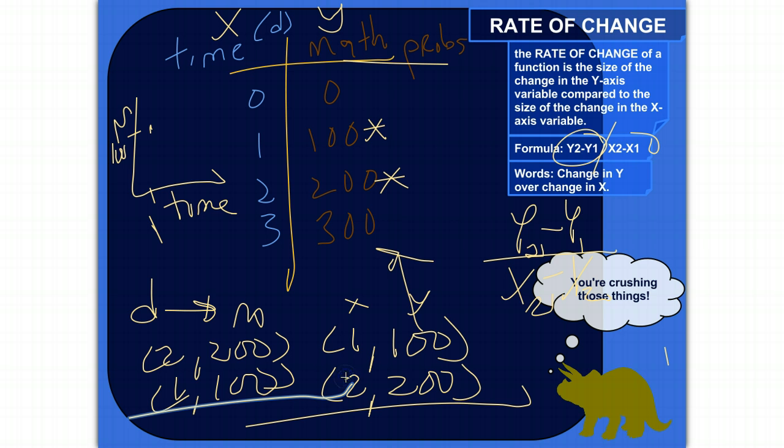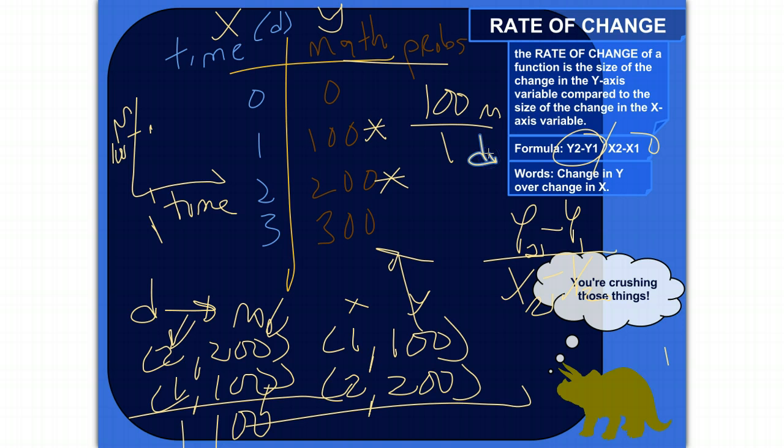Okay, so the rate of change is the change of the y variables over the change in the x variables. So to find that, we do the y's first. So 200 minus 100 is 100. So the change in y's is 100 math problems. And now we look at the change in the x coordinate. So the second x coordinate minus the first one. So 2 minus 1 is 1. So my change in x would be 1 day.